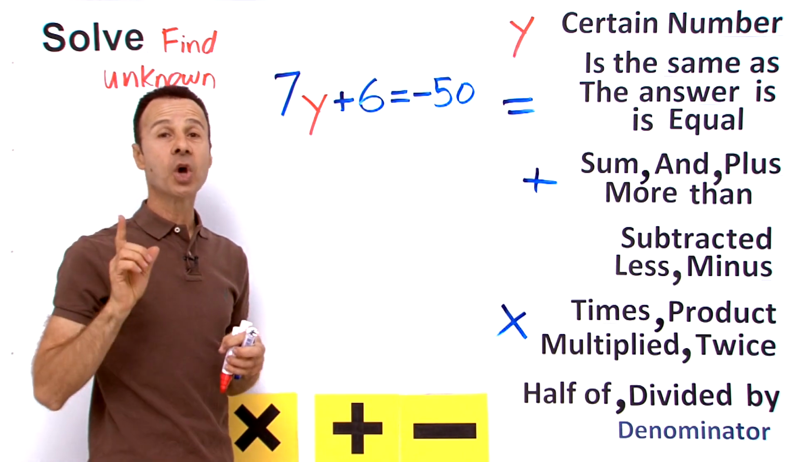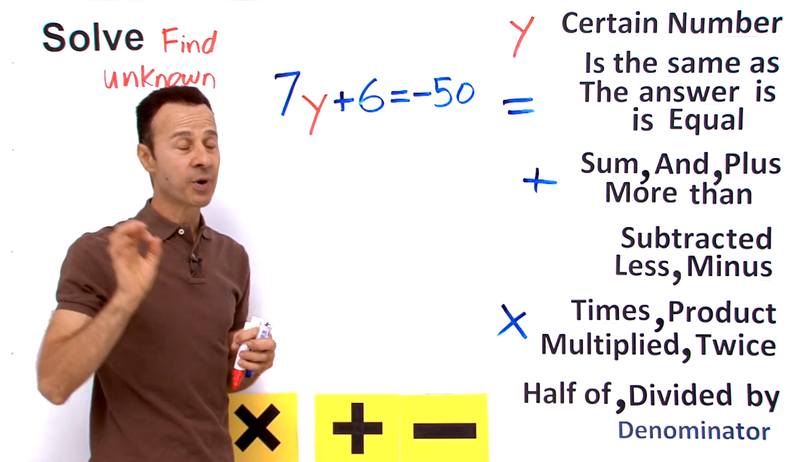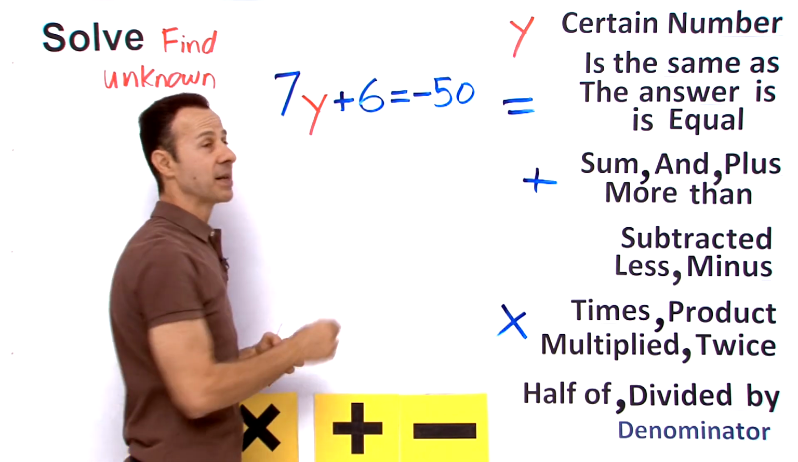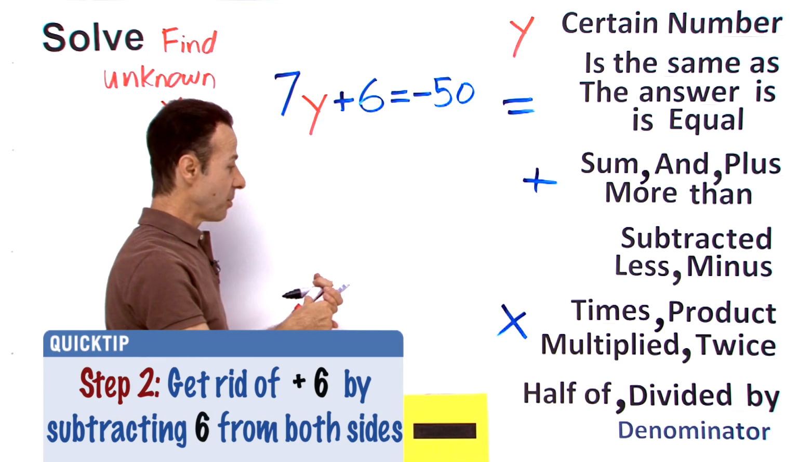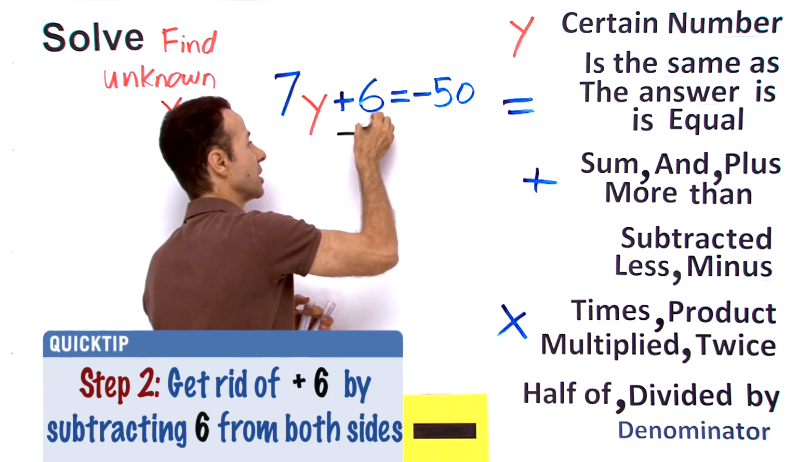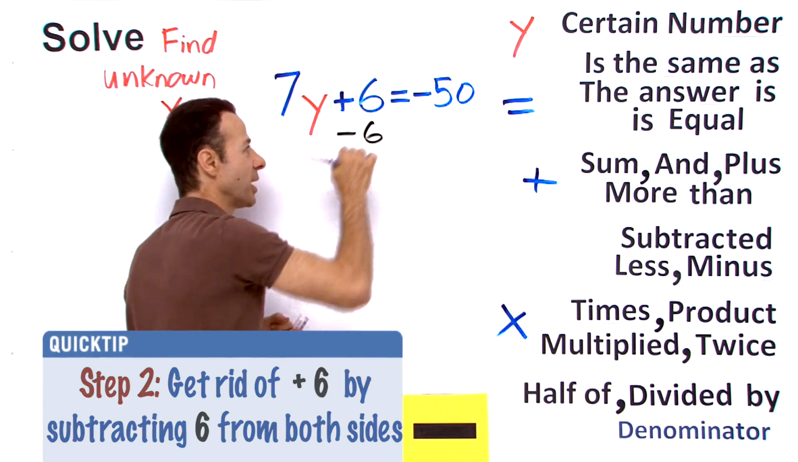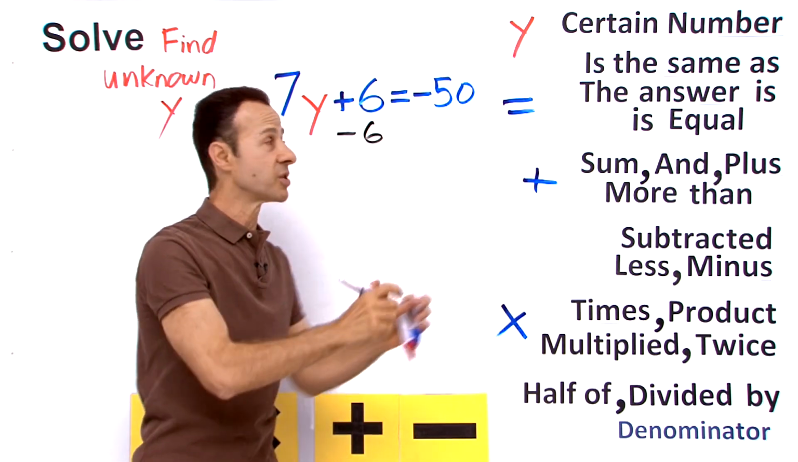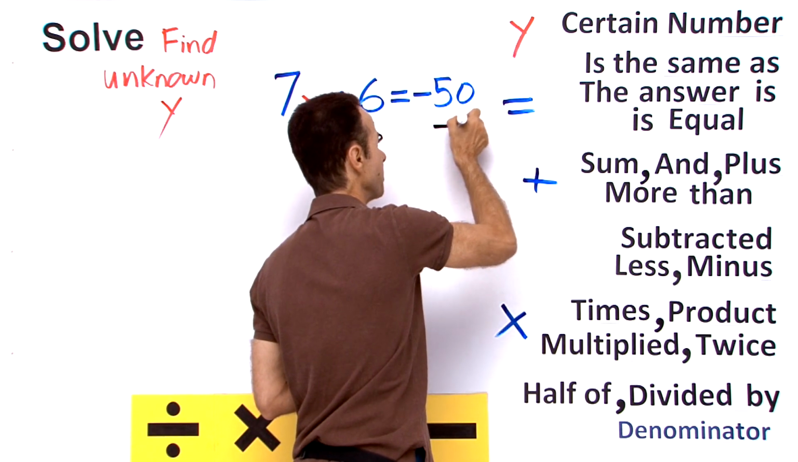Now, what's the opposite of the operation of plus? The opposite of plus is minus. So we're going to use minus up here to get rid of it. So let's minus 6 to get rid of it. If you've got a plus 6, minus 6. And if I do it on this side of the equals, I also do it on the other side. So let's minus 6 from there too.